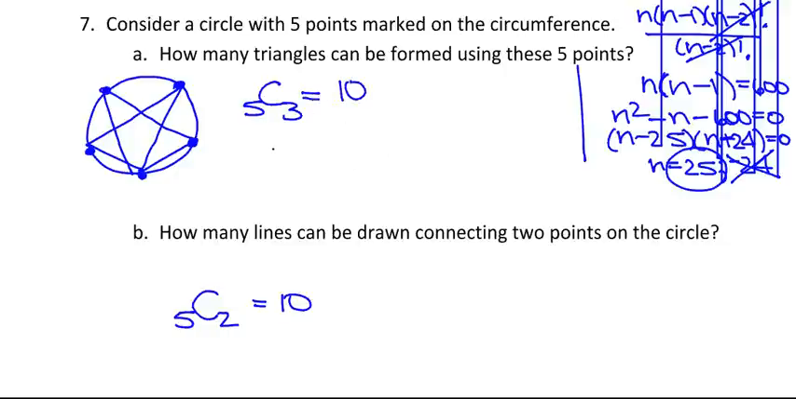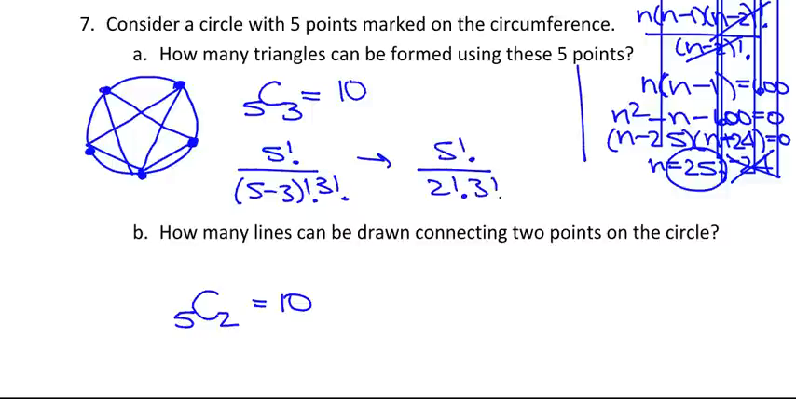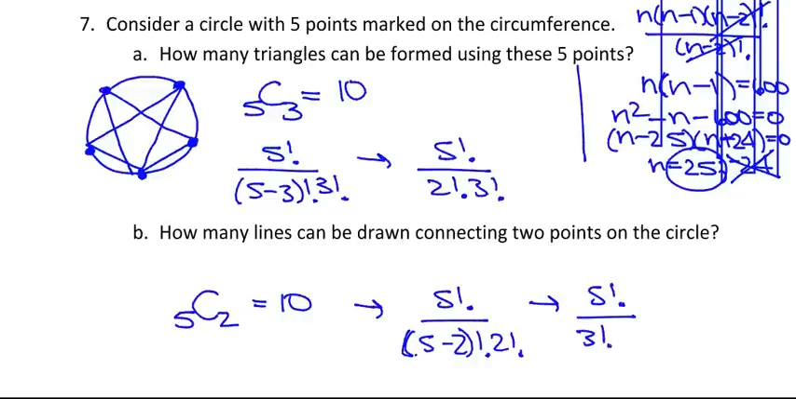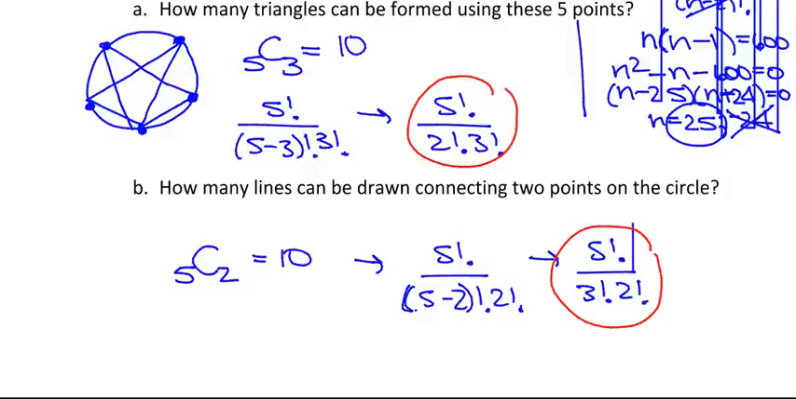So let's try our formula here. This would give us 5 factorial over 5 minus 3 factorial times 3 factorial, which is 5 factorial over 2 factorial, 3 factorial. In B, this gives us 5 factorial over 5 minus 2 factorial times 2 factorial, which is 5 factorial over 3 factorial, 2 factorial. So you see that our answers to A and B are the same.